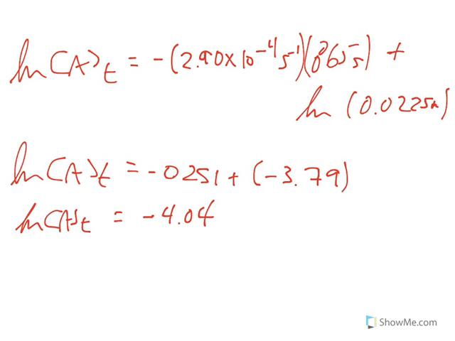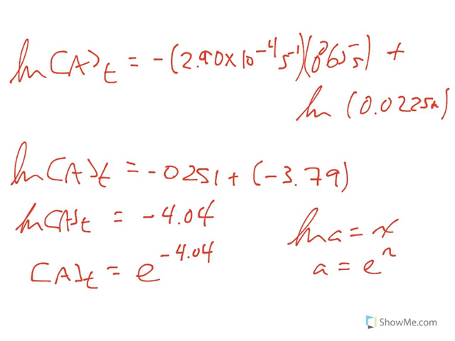All right, so how do I now solve for A_t? Of course, I need to take the exponential. Recall that if the ln of A equals x, and you want to solve for A, you need to take e to the x. So I'm on my calculator. Make sure you can do this as well. You have to be comfortable with your natural log and especially your exponential function on here. And when I take the exponential of that, I get 0.0176 molar.